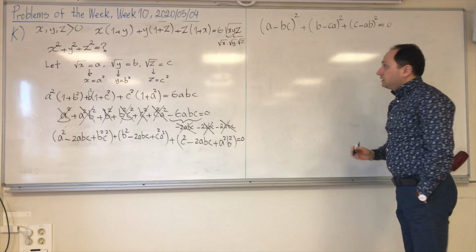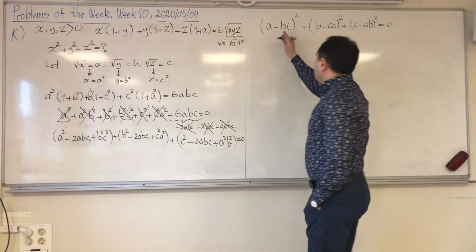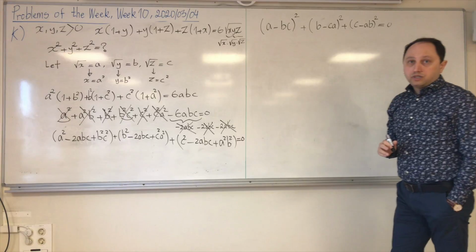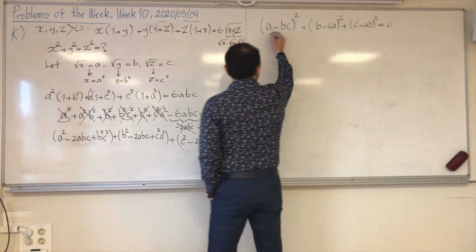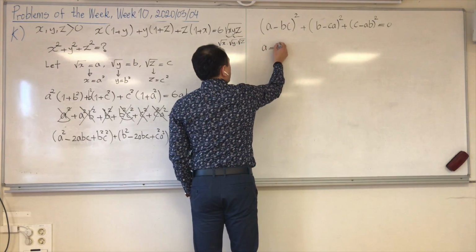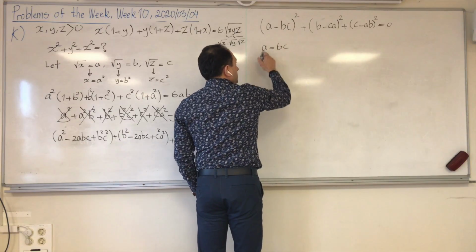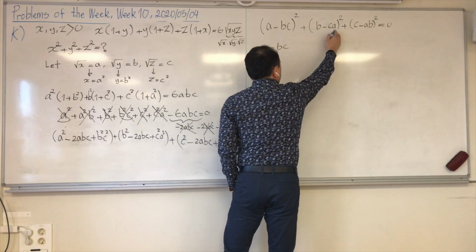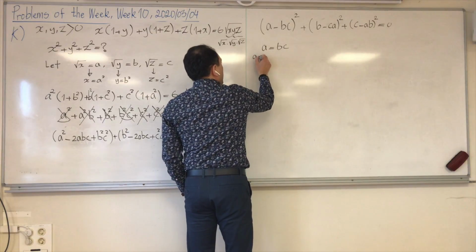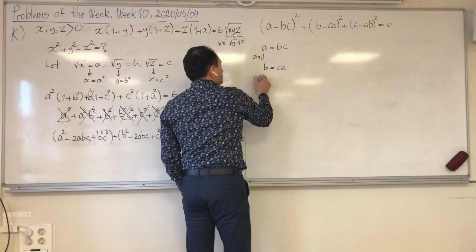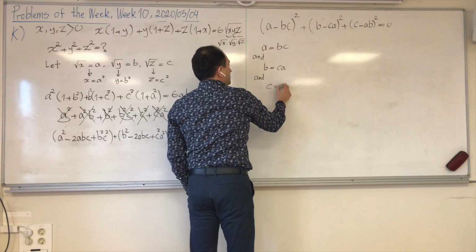to 0. Okay? The same strategy. Non-negative numbers, the sum is 0. Each one individually has to be equal to 0. So this means that A has to be equal to BC, because if this is going to be 0, this has to happen. The same thing here. So I would write B is equal to CA, and C is equal to AB.